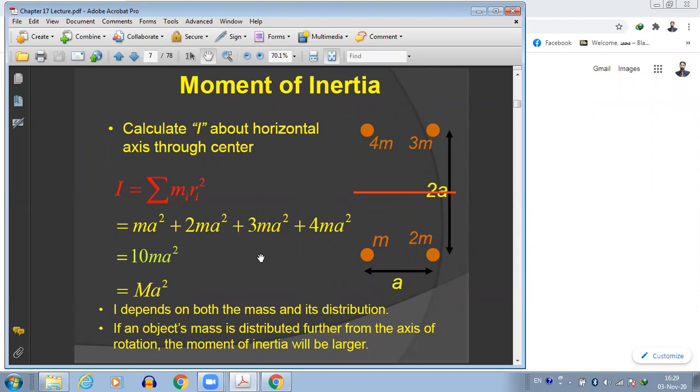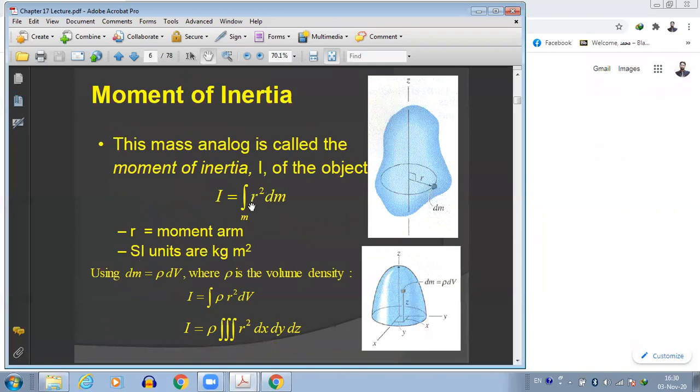R is the distance from the axis to one point on the body. Yes, R is basically the distance from the axis of rotation to any point on the body. Right now we are considering a body with discrete masses. So here this R is the distance from the axis of rotation to this mass, then to this mass, then to this mass, then to this mass. But in general, if we don't have discrete masses, and the mass is uniformly divided throughout the entire body, then you cannot use this summation formulation. We have to move back to the integral form of the equation.